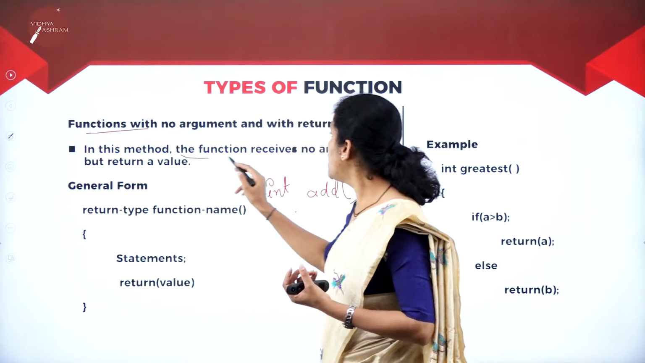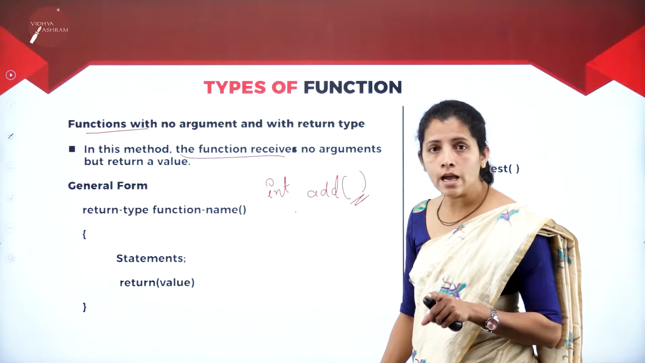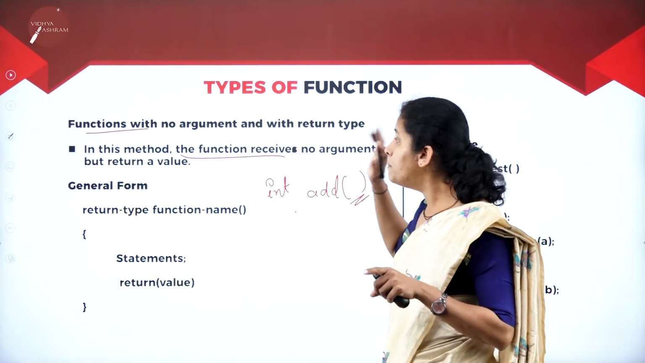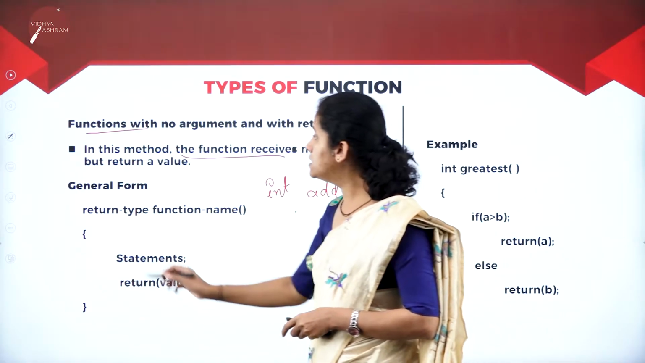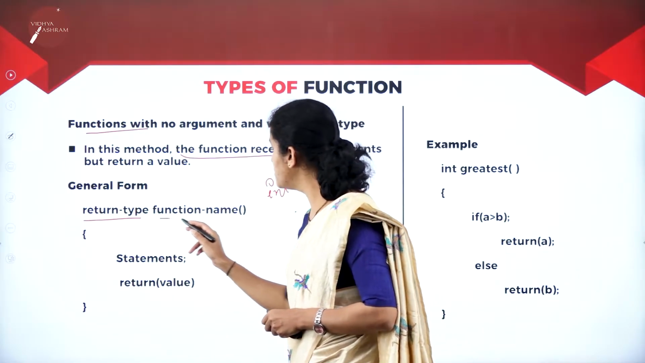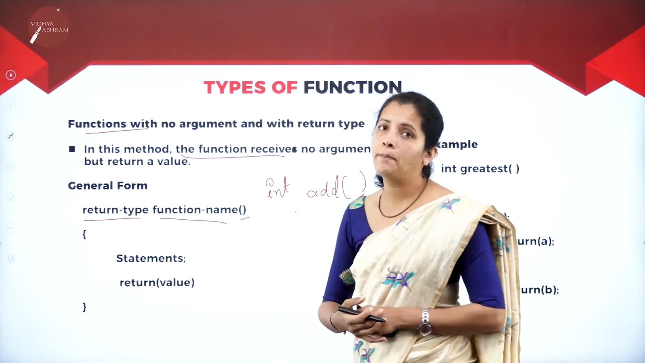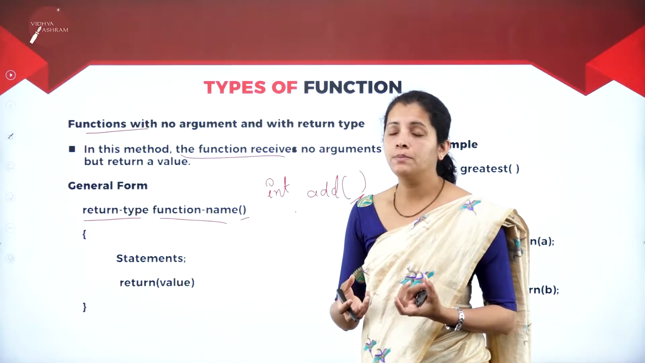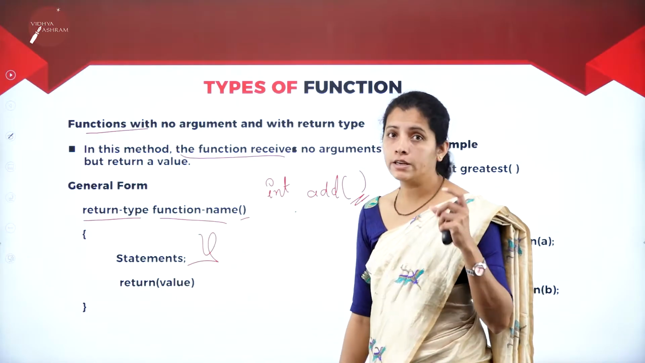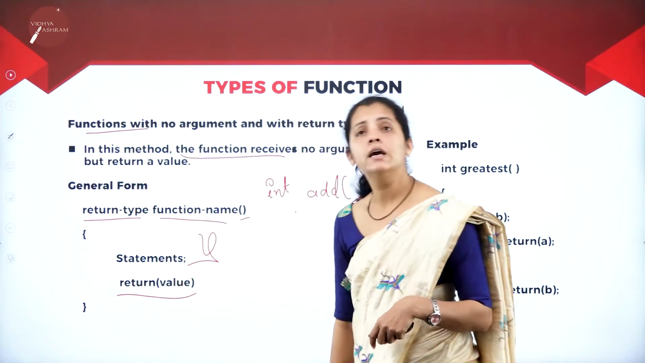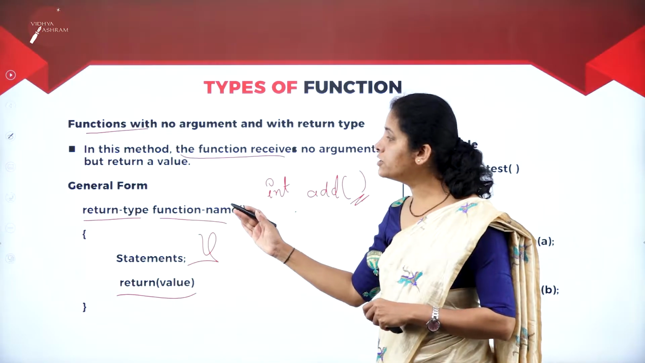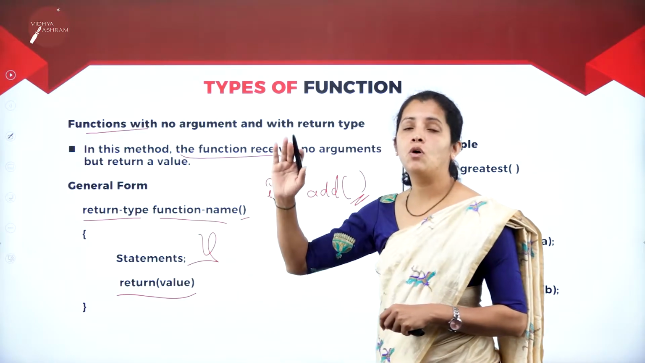So in this method, the function receives no arguments. In this type of method, the function does not receive any value or any argument, but it's going to return the value. The general syntax is: at the beginning I'm going to have the return type, then I specify the function name, and the opening and closing parenthesis indicate that it is empty, meaning it does not receive any argument. Then I'm going to have a set of statements, along with the return keyword to return the value to the calling function. So this is my called function, and it is going to return the value to the calling function.